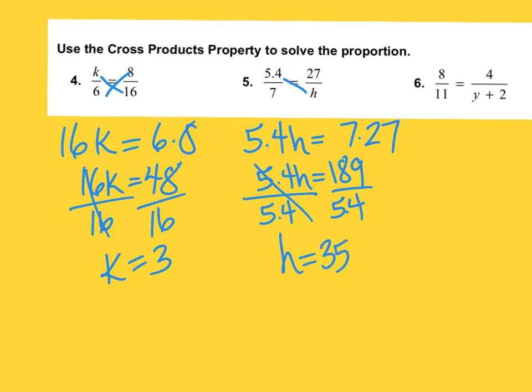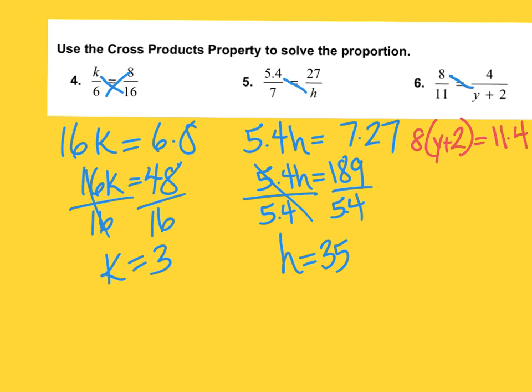And our final one, you're going to see a problem similar to this on your assignment today, so make sure you're paying attention. We are going to solve with cross products, and this is going to reach back into your distributive property knowledge. So our first cross product is going to be 8 times y plus 2, and I'm going to use a different color so you can see. I'll have 8 times y plus 2. I'm just going to leave it like that for right now. Equals 11 times 4.